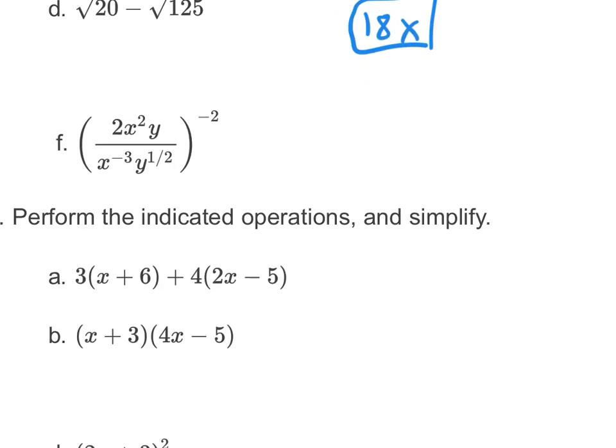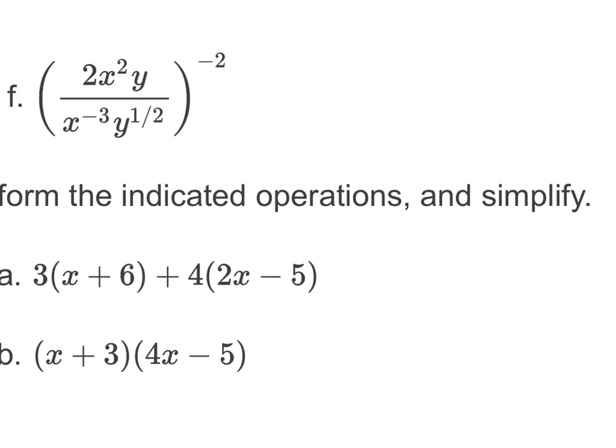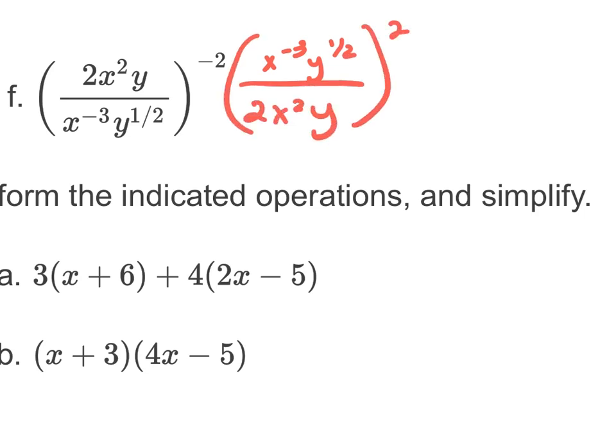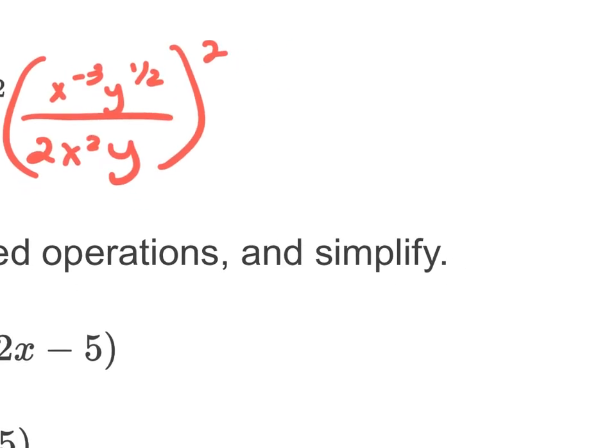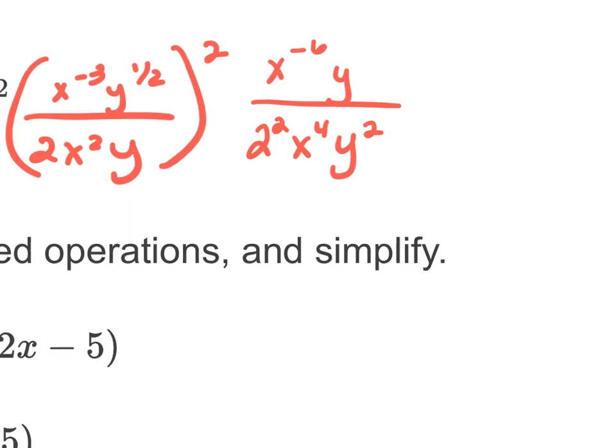F, first, you have choices, right? You can either flip it to get rid of the negative on the 2, or you can distribute that negative 2. So I'm going to flip it so it becomes x to the negative 3rd, y to the 1 half, over 2x to the 2nd y, raised to the positive 2. So by flipping it, I get rid of the negative on the exponent. Then I get x to the negative 6, y to the 1st, because 1 half times 2 is 1. 2 squared, x to the 4th, y to the 2nd.